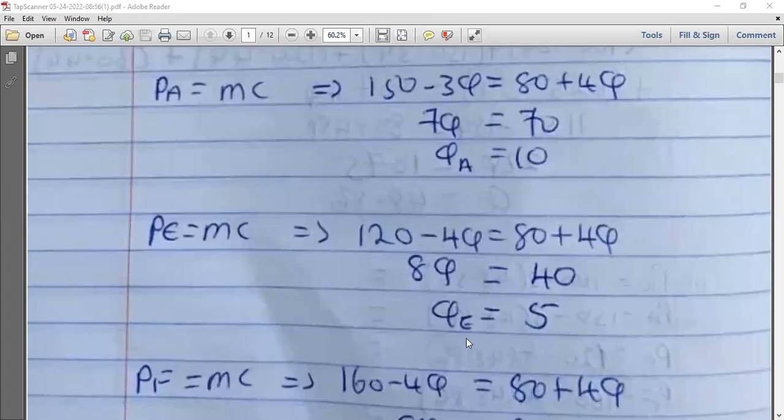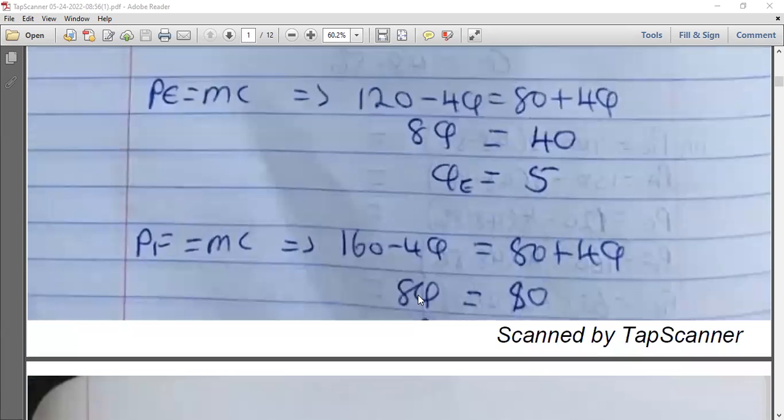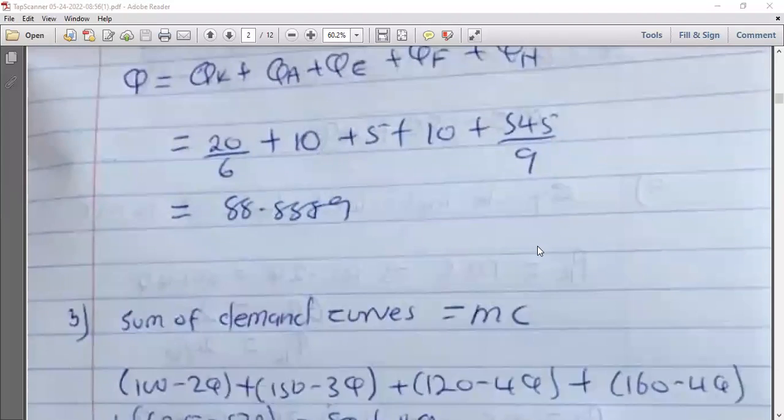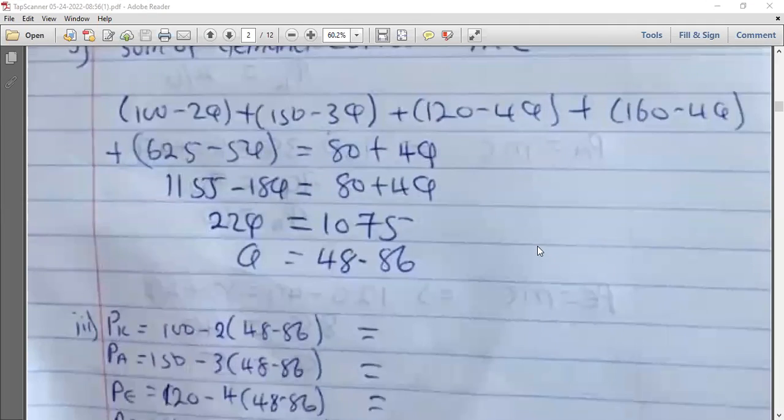So when you are done for all the individuals, then you add their various quantities. That's why here we have QK, QA, QE, QF, and so on. Yes, please. Okay. Thank you. All right. Any other question?